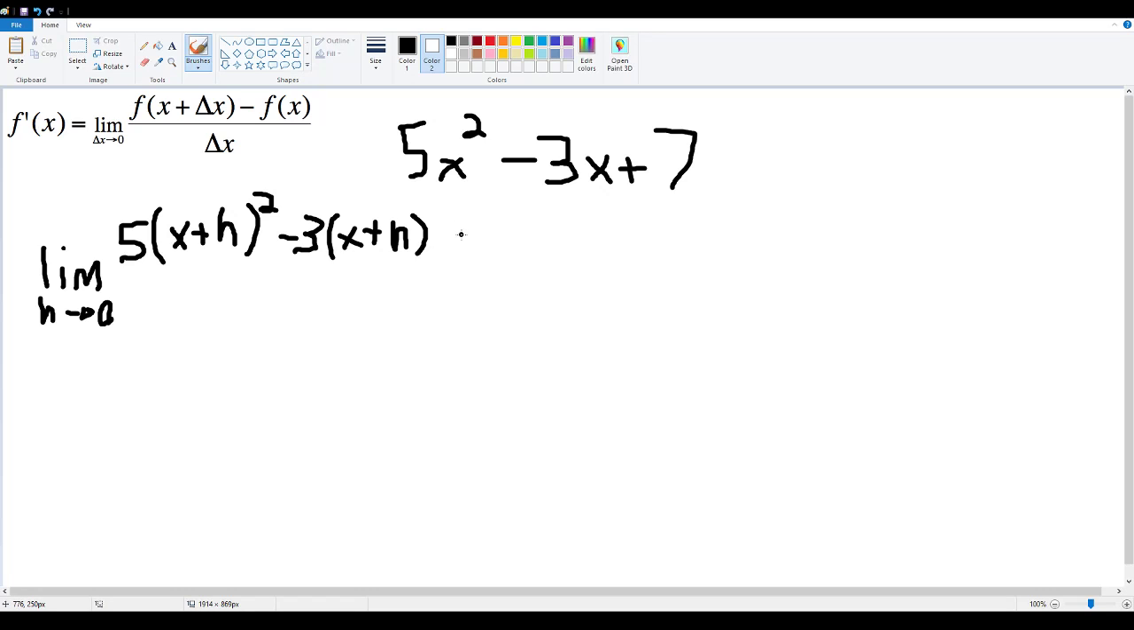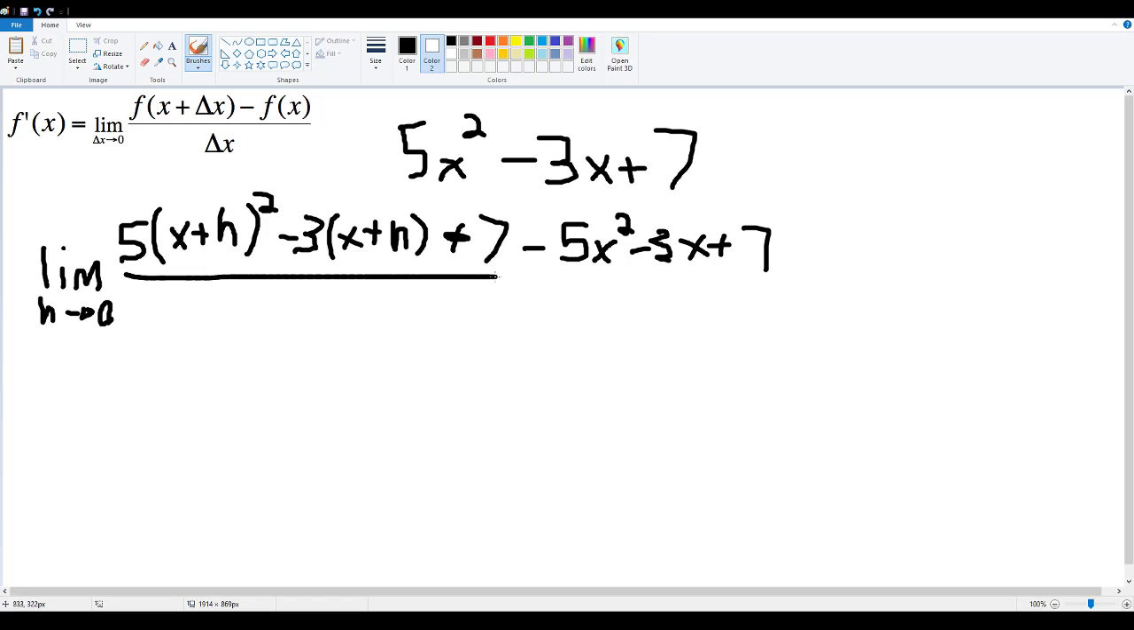Okay. Minus this last bit here, which is going to be plus 7. So actually that's just plus 7. Minus f of x, which would be 5x squared, sorry about this taking so long, minus 3x plus 7, okay? All divided by h.